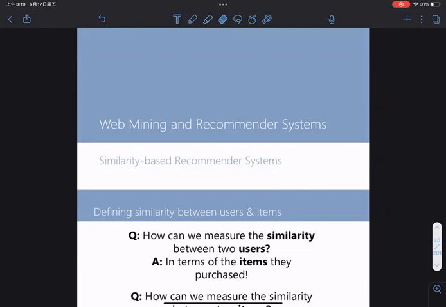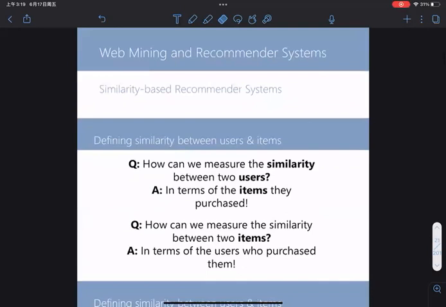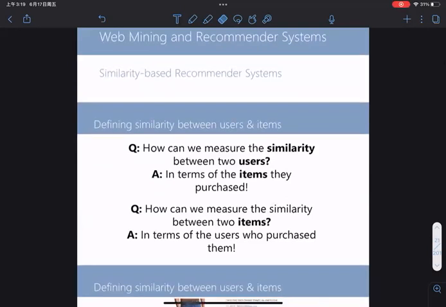Assume we have a group of data as our input, and in the data, there are a lot of users with the items they purchased or interacted with before. And also, from the other direction, we have a group of items and the users who ever interacted with or purchased the item before. And the question is, how can we measure the similarity between two users?